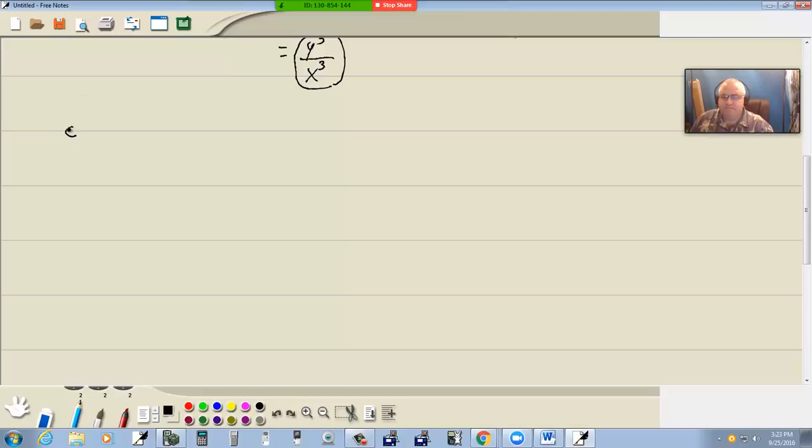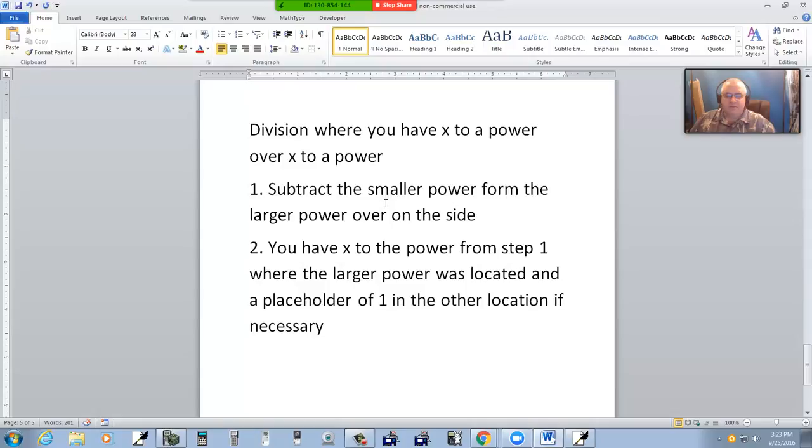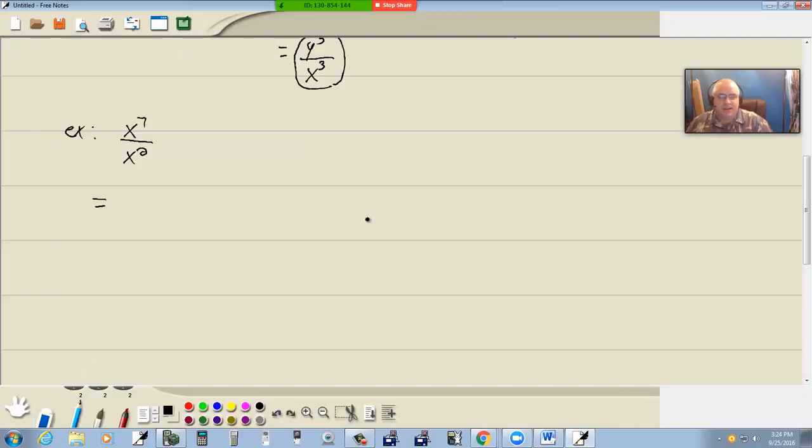This would be if you got x to the 7th over x squared, for example. We have x to a power over x to a power. So step 1, subtract the smaller power from the larger power. I would say autocorrect got me, but I'm not very good at grammar on some of these, so I have to read it again. Okay, I need to change that. Subtract smaller power from larger power over on the side. So we'll do 7 minus 2, which gives us 5. This is step 1.